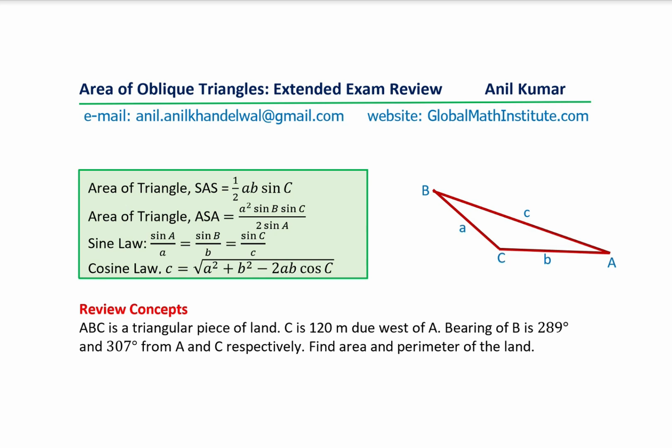When you're given side angle side, the formula is as shown here, half AB sine C. When you are given angle side angle combination, then a very useful formula can be used, A squared sine B sine C over 2 sine A. This is not a very popular formula in most of the books. However, when there are multiple choice questions, it is a good idea to apply this formula and get the result in least amount of time.